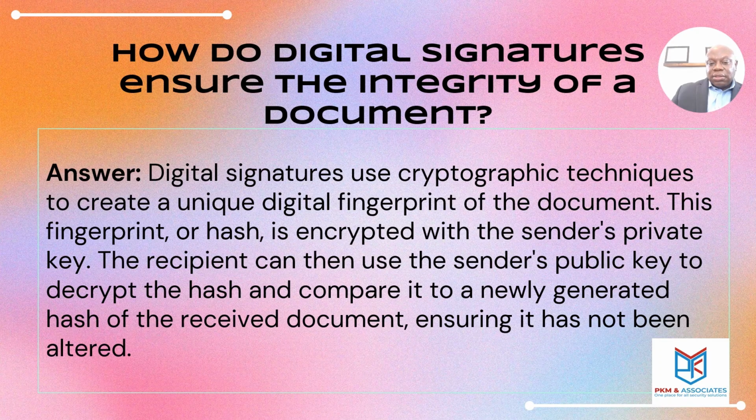How does a digital signature ensure the integrity of a document? Digital signatures use cryptographic techniques to create a unique digital fingerprint of the document. This fingerprint, or hash, is encrypted with the sender's private key. The recipient can then use the sender's public key to decrypt the hash and compare it to a newly generated hash of the received document, ensuring it has not been altered.